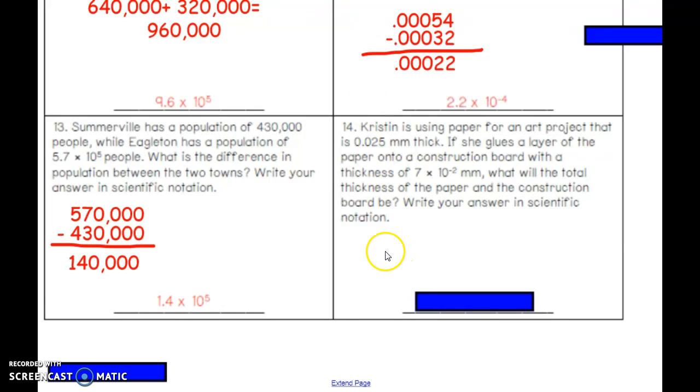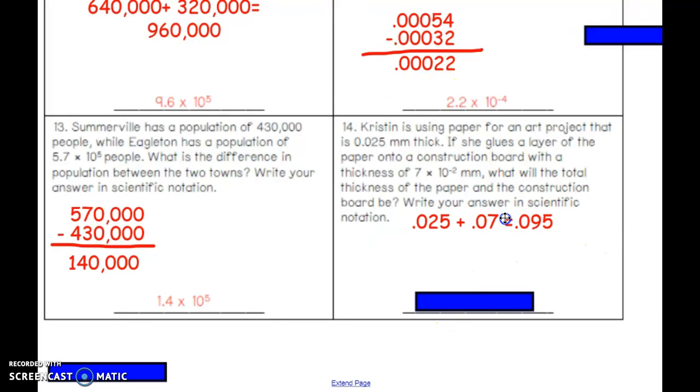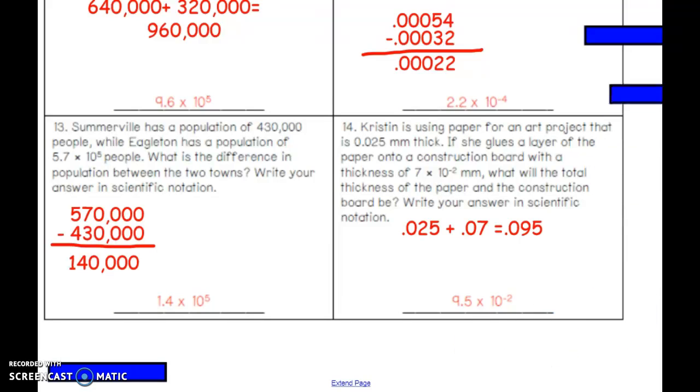And for the last one, we're talking about paper that is very, very, very thin, so 0.025 millimeters. She's going to glue a layer of paper onto this construction board, and the paper is very thin. Also, it is 7 times 10 to the negative 2, so that's going to be 0.07 millimeters. And when you combine those two numbers, you're going to get 0.095 millimeters. So if we convert 0.095 millimeters, we have 9.5 times 10 to the negative 2.